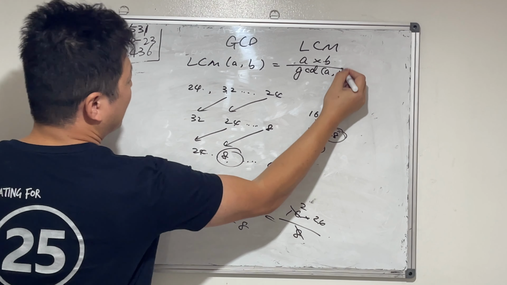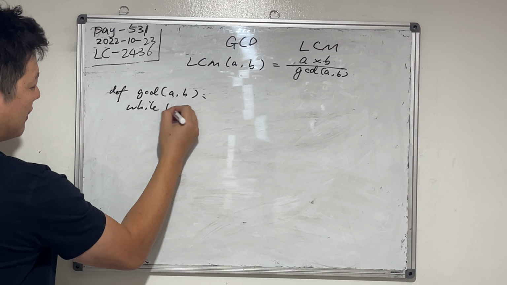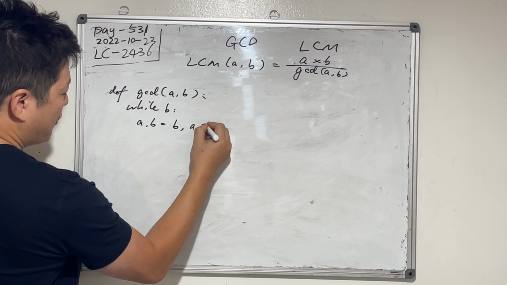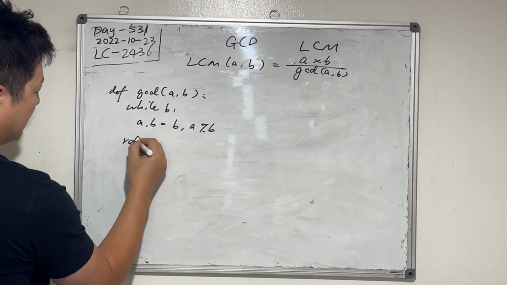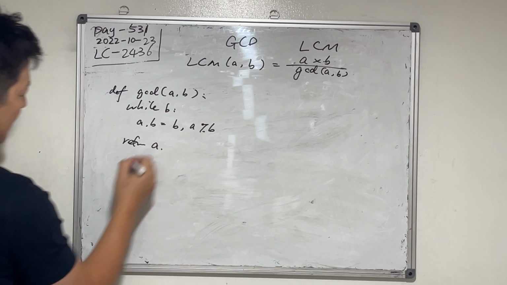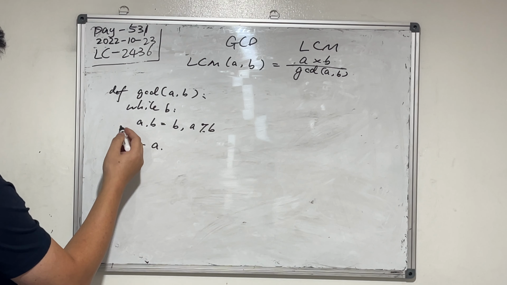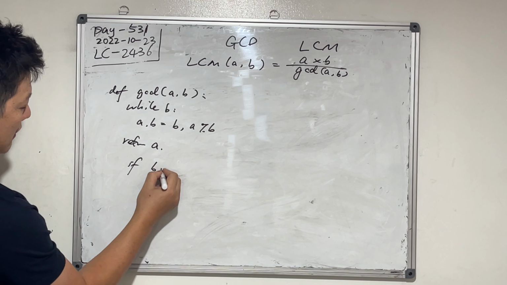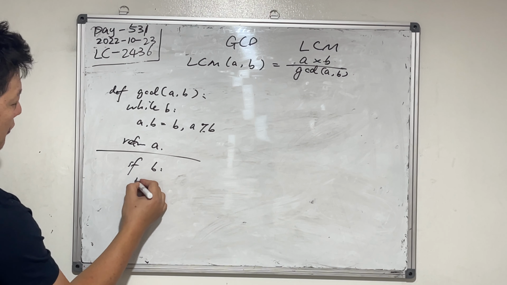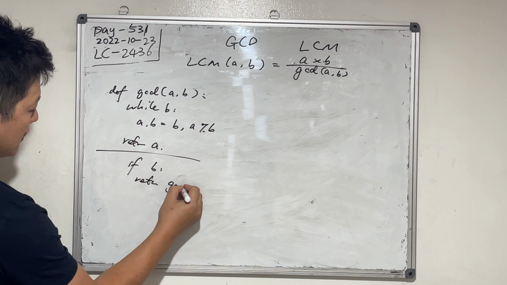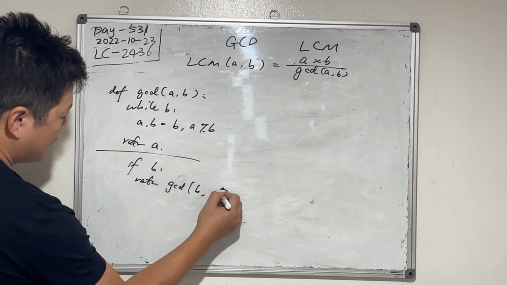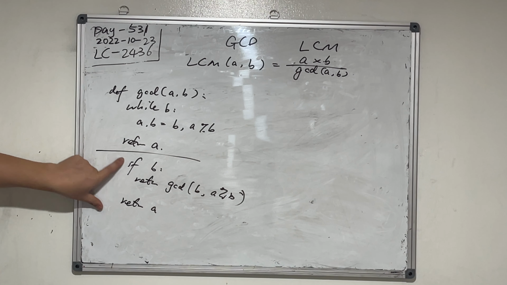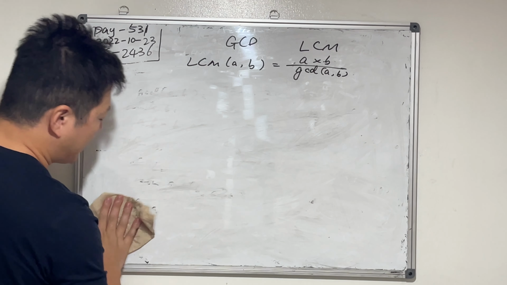So while B is not equal to 0, A, B equals B, A modulus B, okay? And then return A. This can be done in recursion. So define GCD A, B. If B is not 0, return GCD B, A modulus B, otherwise return A. Okay, so that's the recursion. That's the iterative.